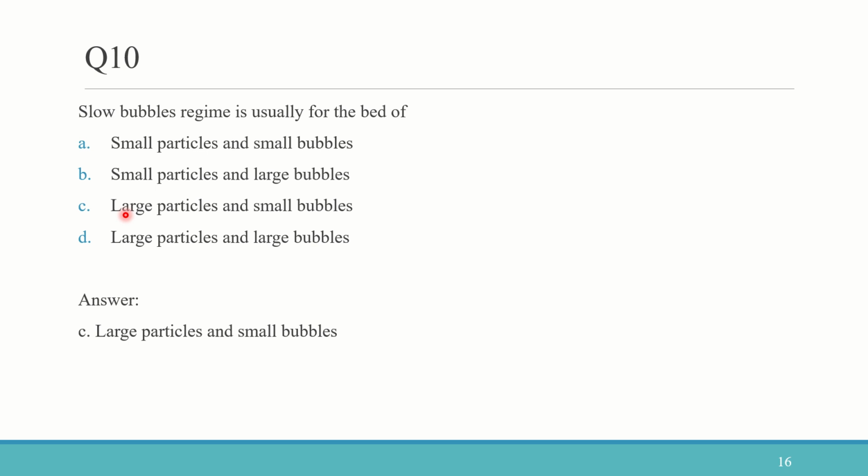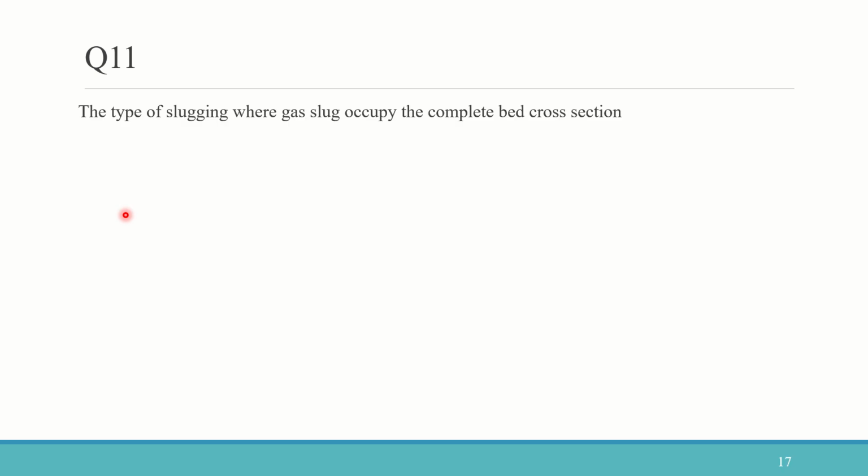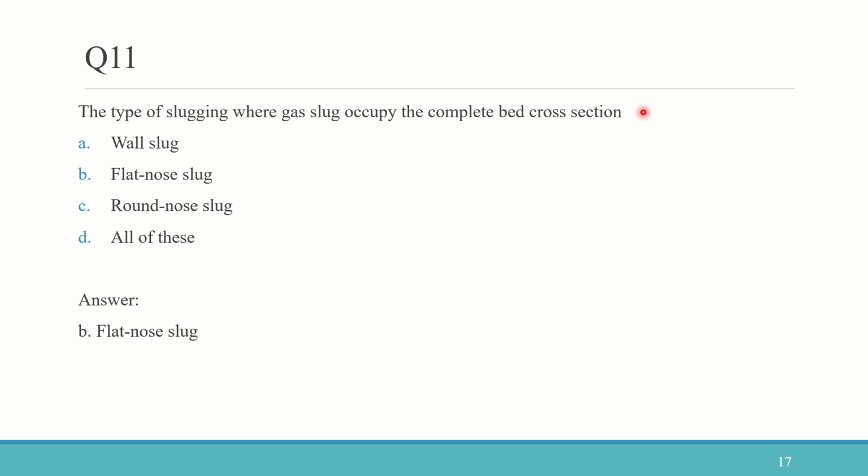Now let us go to question 11. In question 11, the type of slugging where the gas slug occupies the complete bed cross section is dash. Option A, wall slug. Option B, flat nose slug. Option C, round nose slug. Option D, all of these. So actually, option B, flat nose slug is the answer.